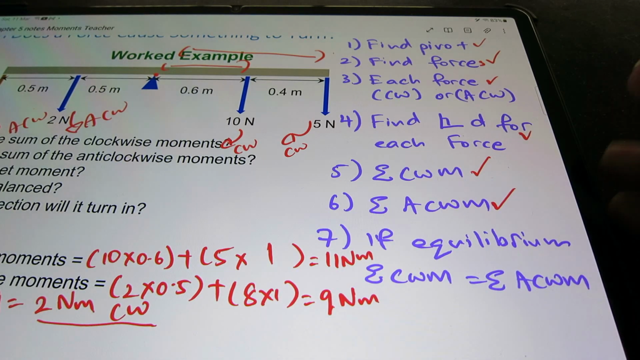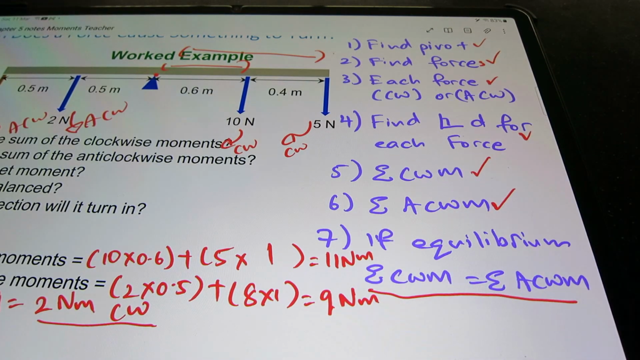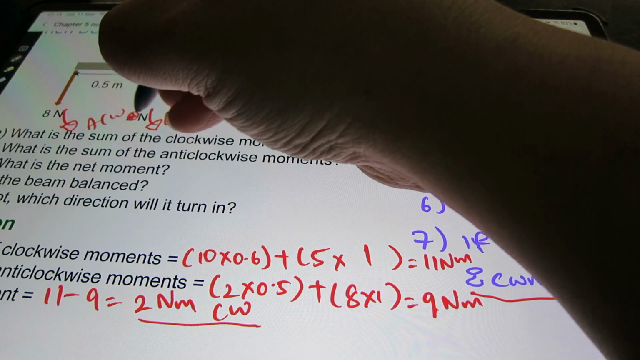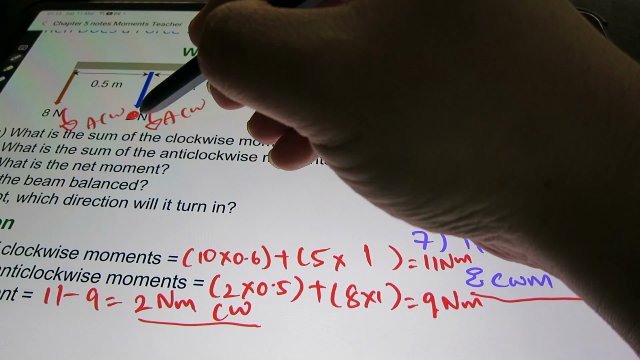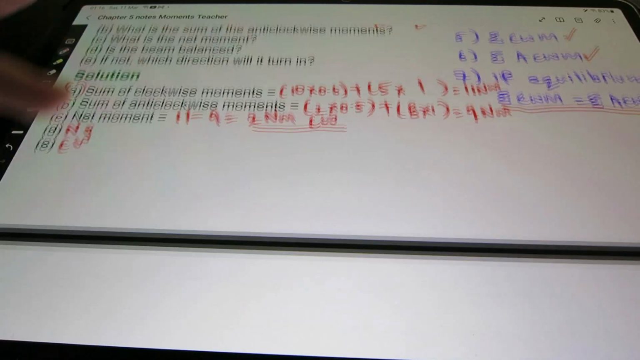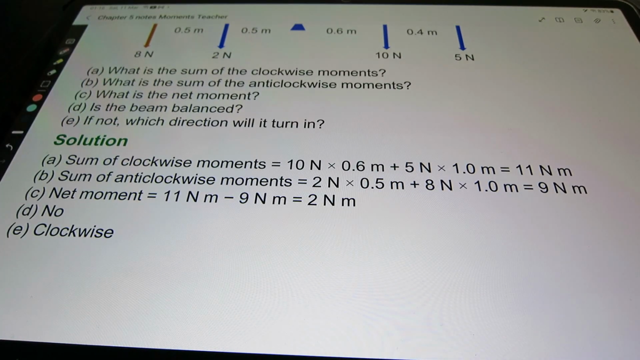If the object is in equilibrium, then the clockwise moment must equal the anti-clockwise moment, which becomes powerful, because if I do not know one force, I can find the force exerted here for the object to be in proper equilibrium, or rotational equilibrium. Alright, so these are the solutions. You can pause to have a look at it.